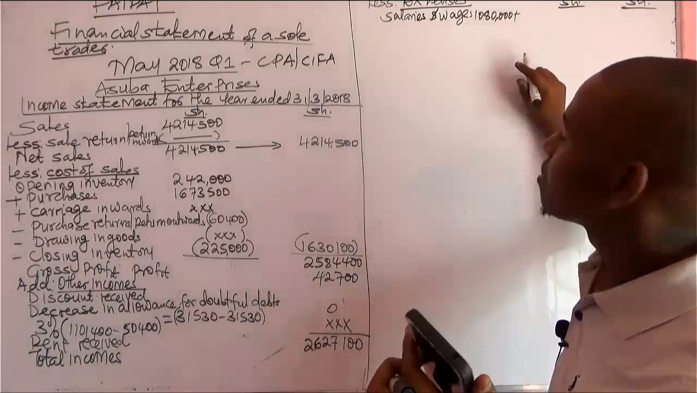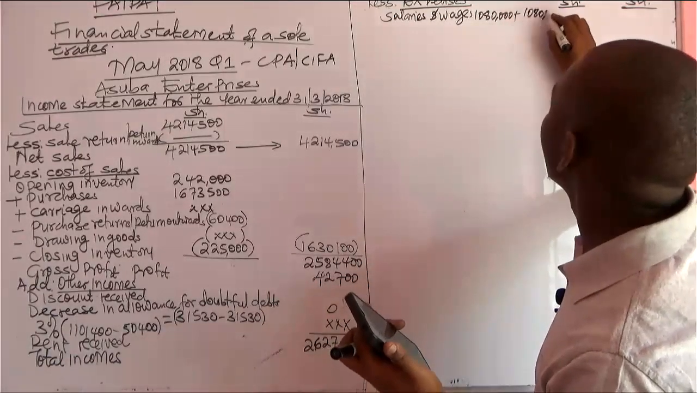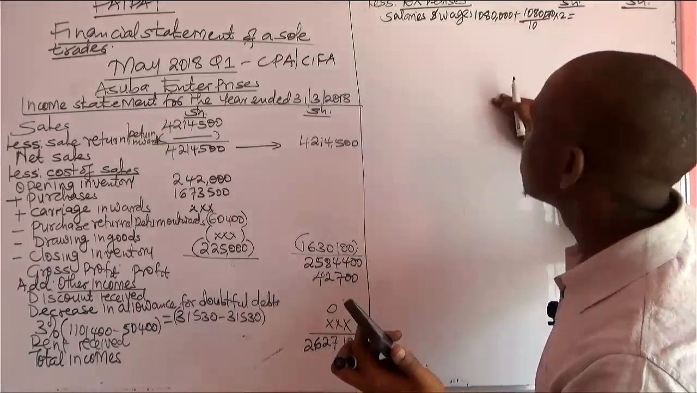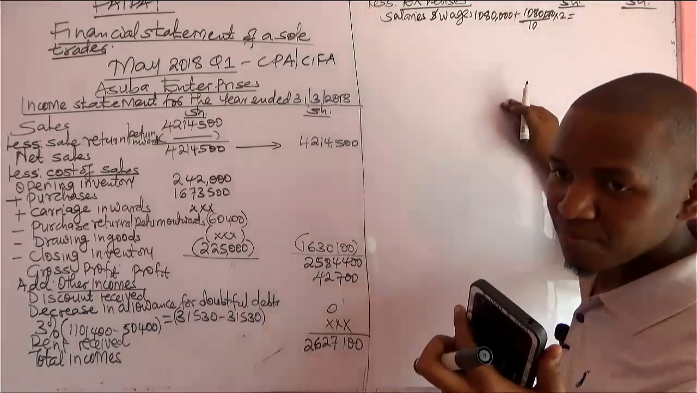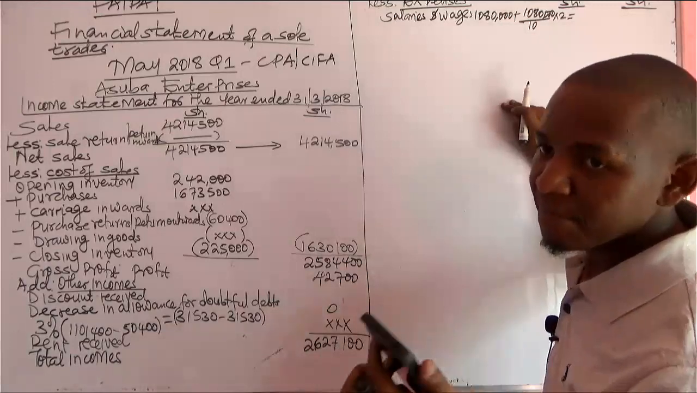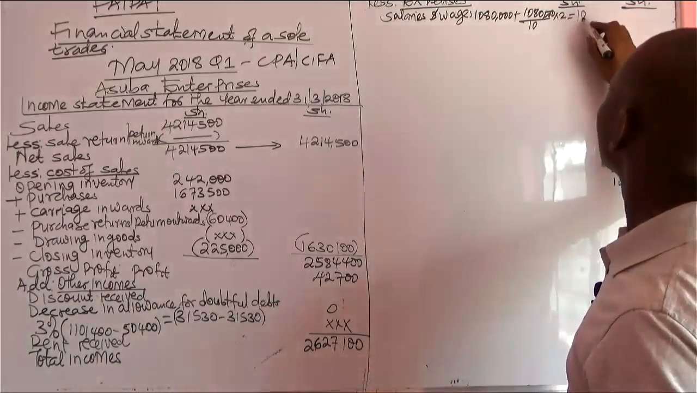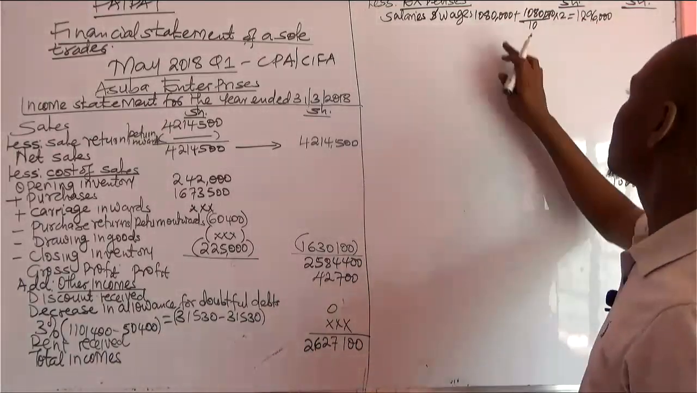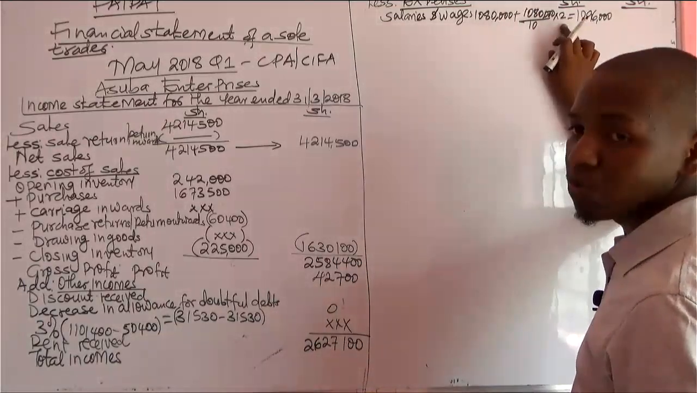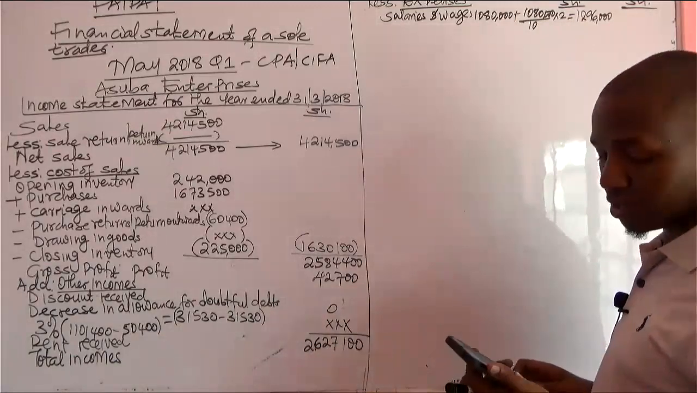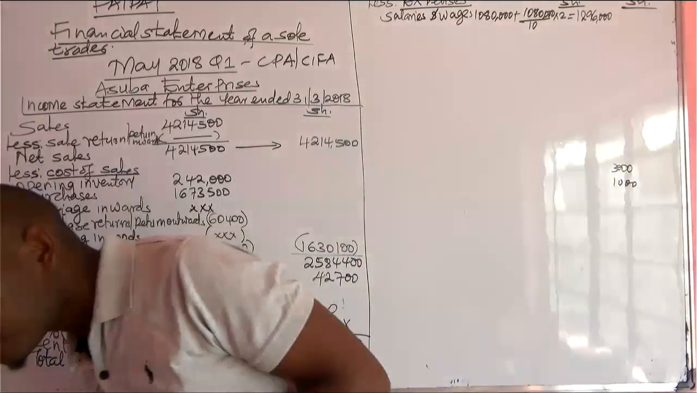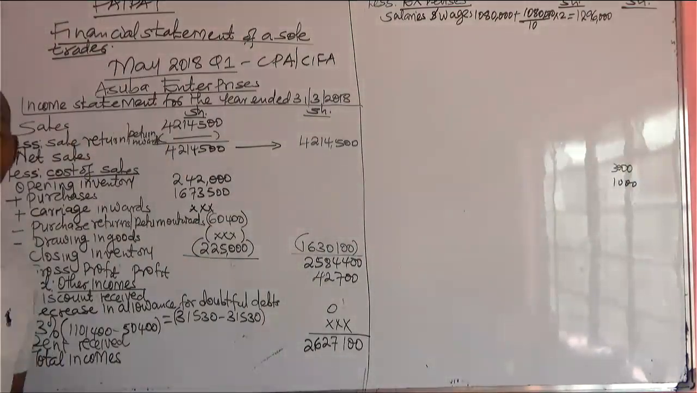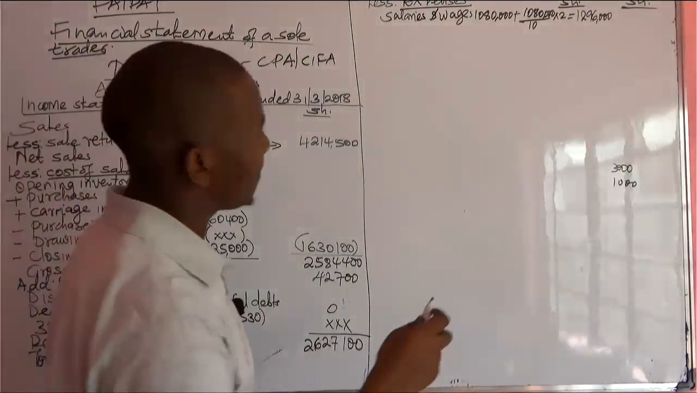2. So I'll just take 10,080. This one I divide by 10, then I multiply by 2. Because this represents the 10 months, this is for two months. So we proceed.